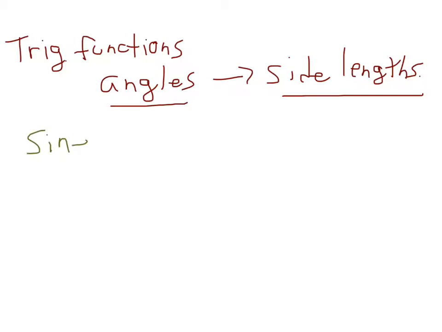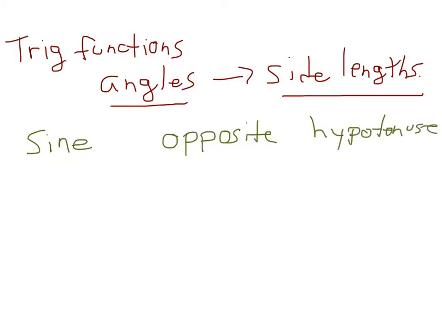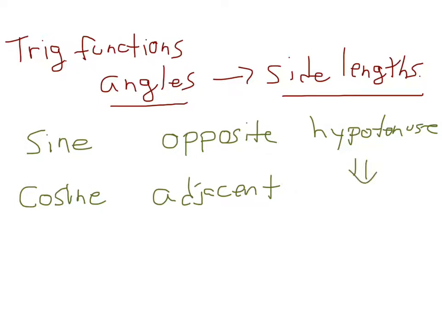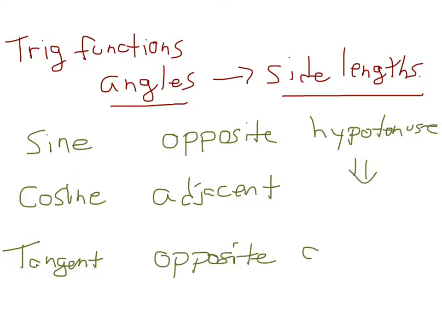The first one is sine. And the sine of an angle relates the opposite side of the triangle, and I'll explain what that is in just a second, to the hypotenuse. Cosine is the second one. And it relates the adjacent side of the triangle, again, to the hypotenuse. And the third one is tangent. And tangent relates the opposite side to the adjacent side.